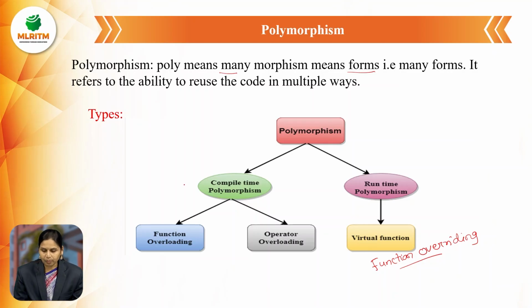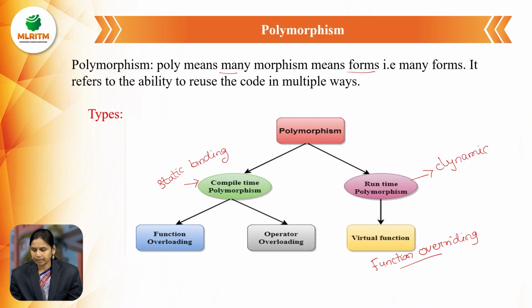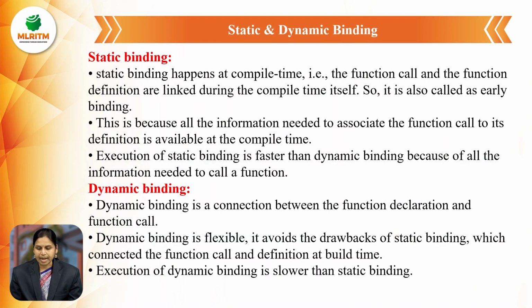Compile time polymorphism is also called static binding. Binding means linking. Runtime polymorphism is also called dynamic binding. Now let us see one by one what static binding is and what dynamic binding is. The first one is static binding.